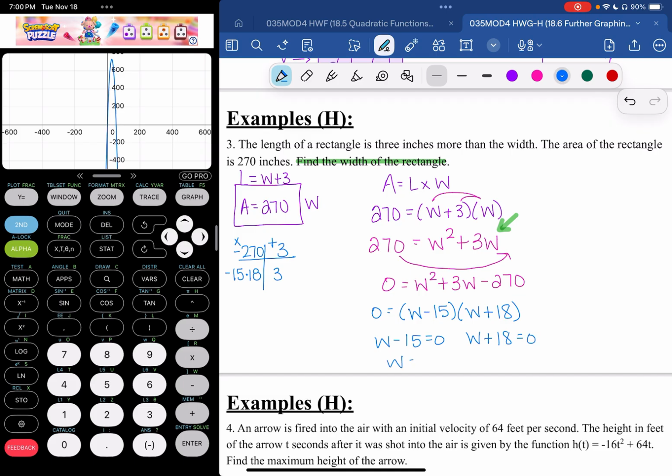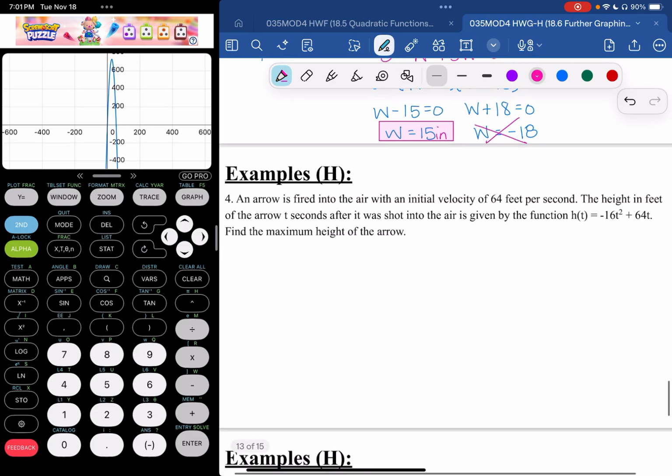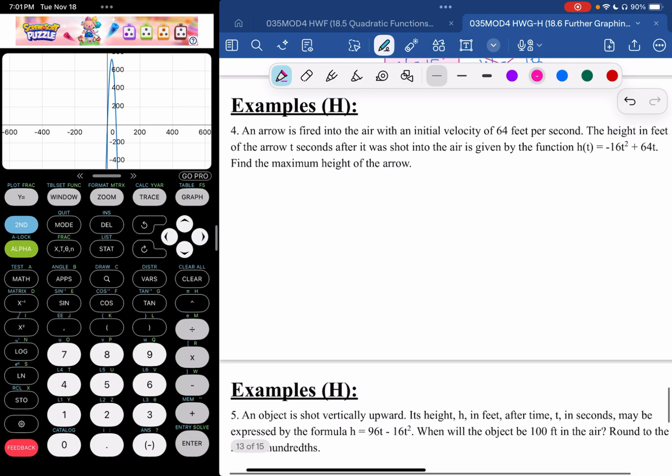And so W equals 15, or W equals -18. Now, width can't be negative, which means that can't be an answer. So the answer is 15, and the units would be inches. Okay. All right, number 4.